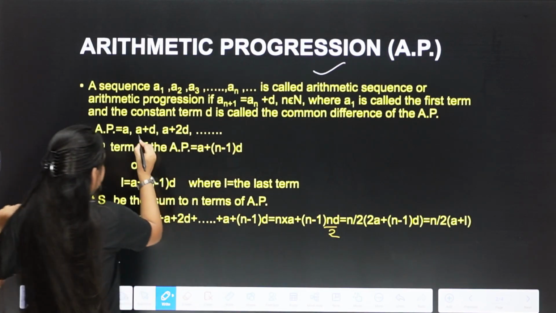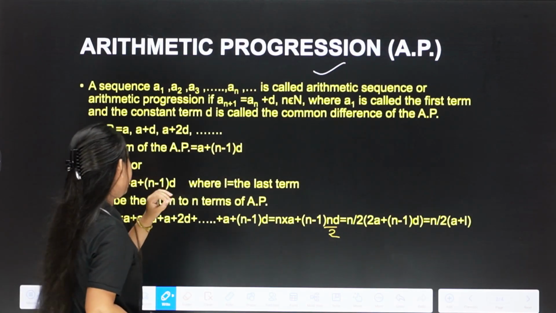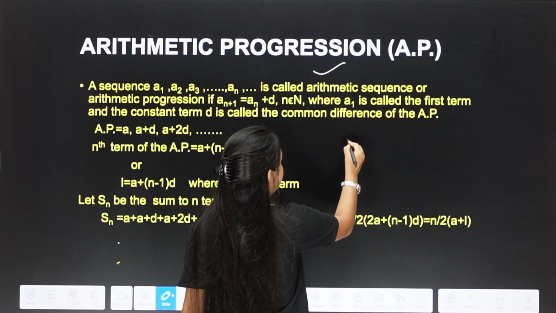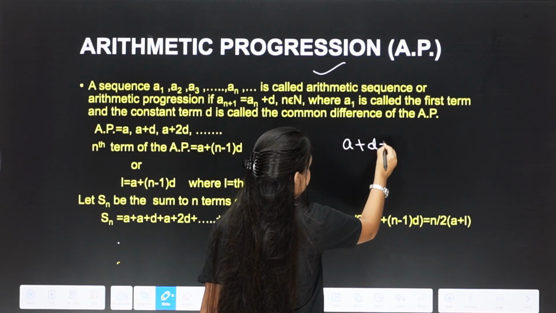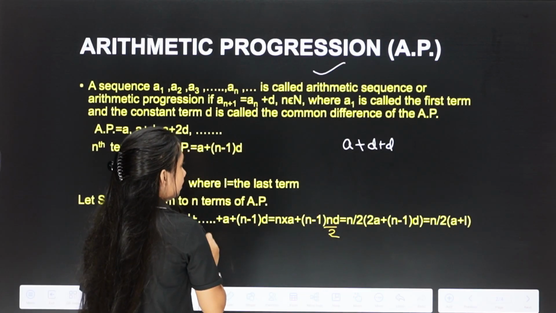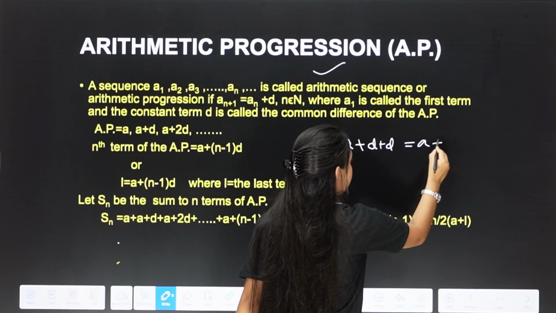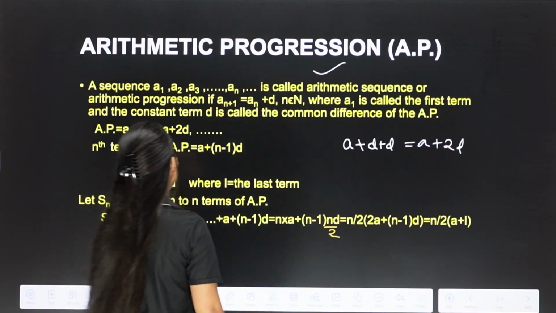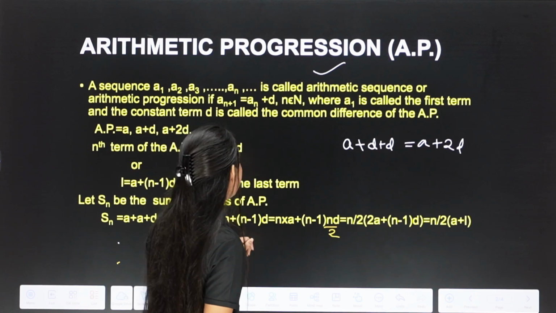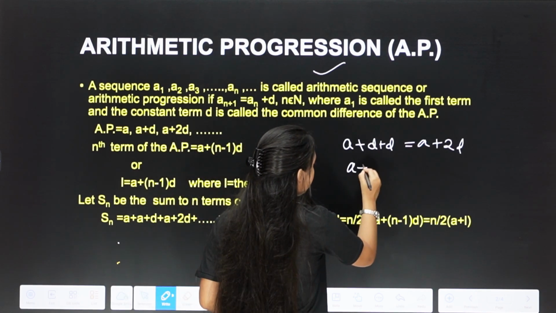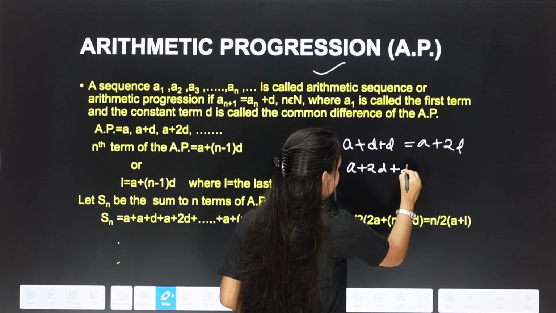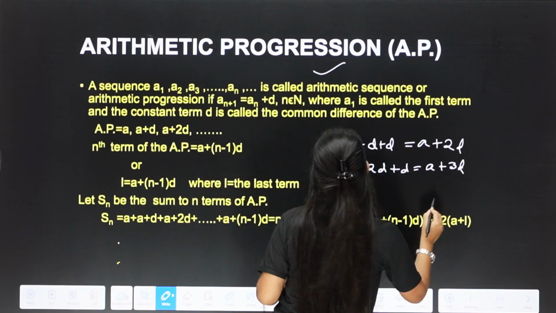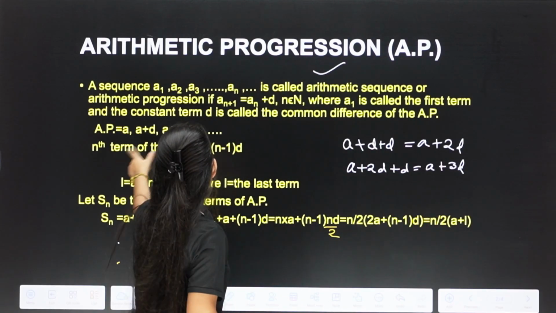So, if A is the first term and D is the common difference, then the second term will be A plus D. If A plus D is the second term, then what will be the third term? That is A plus D plus D. Since D is the common difference, it will be A plus 2D. So, A plus 2D is the third term. Again, if we want to write the fourth term, it will be A plus 2D plus D, that is equal to A plus 3D. So, A plus 3D will be the fourth term in this sequence.